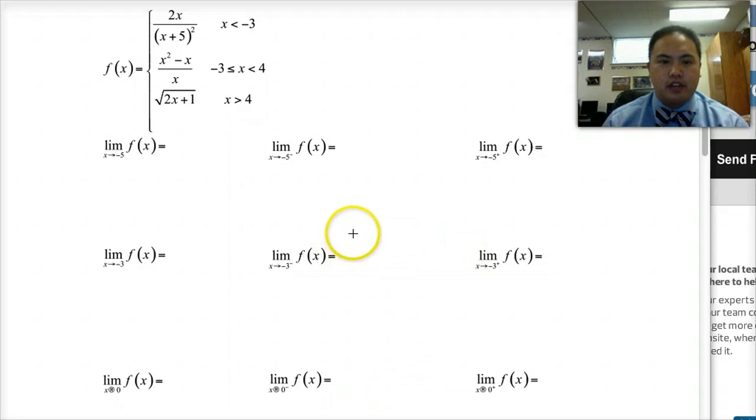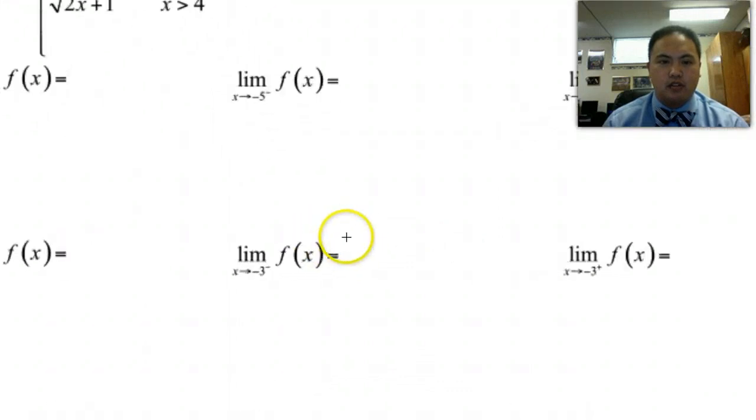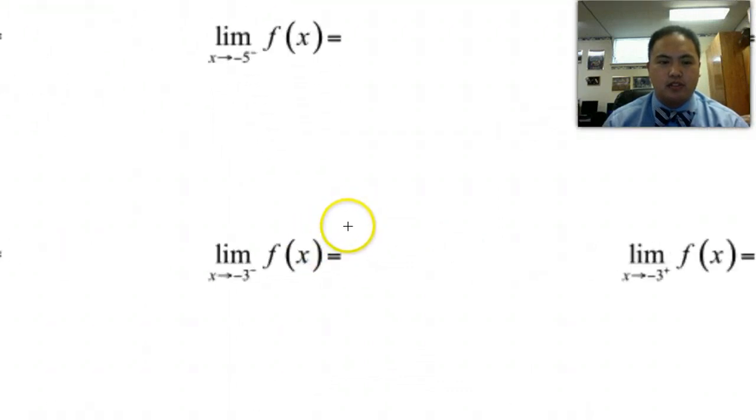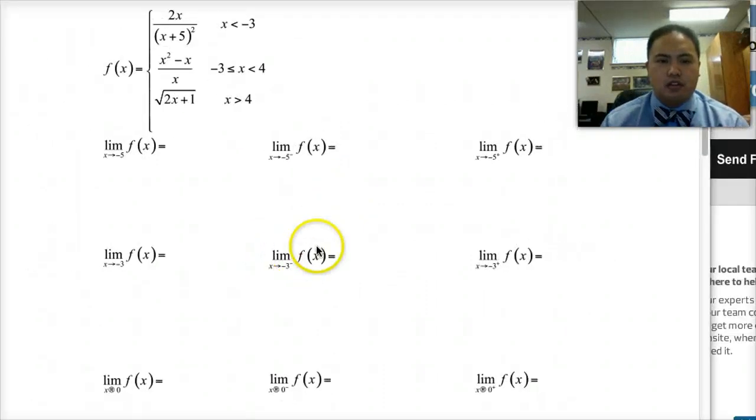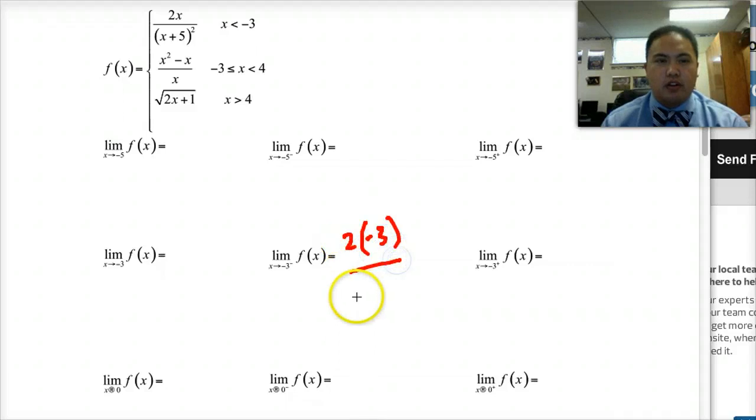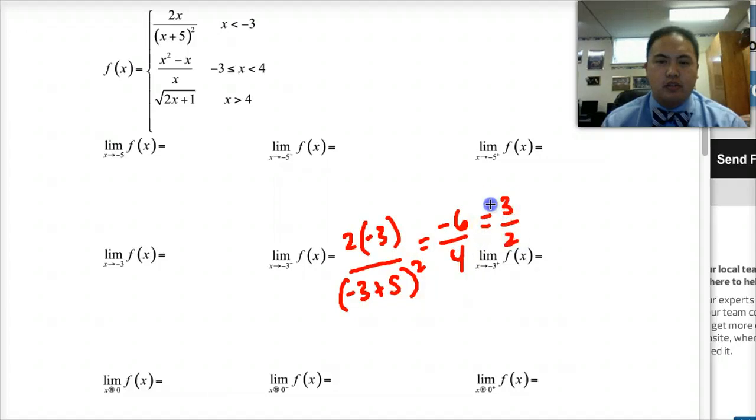2 times -3 over (-3 plus 5) squared. And if I do this, I get -6 over 4. If I reduce that, I get -3 over 2. So now I've done the left side.